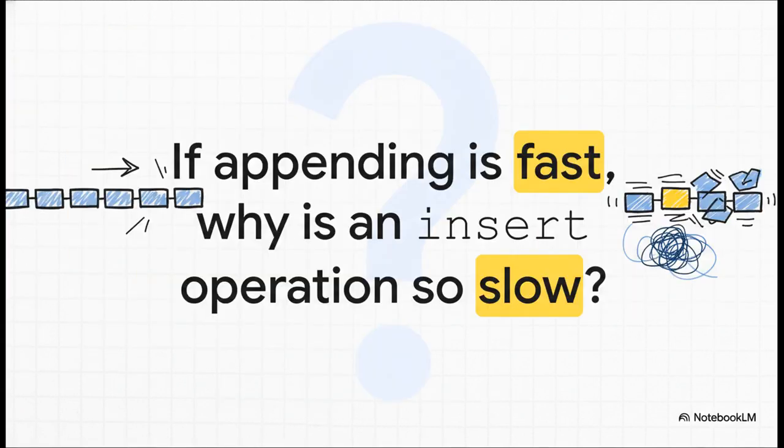So, okay, that explains why appending an item is so zippy. But that doesn't solve our whole mystery, does it? We found the secret to the list's speed, but what about the secret to its slowness? Why is an operation like insert, which is also just adding one item, so much more expensive?